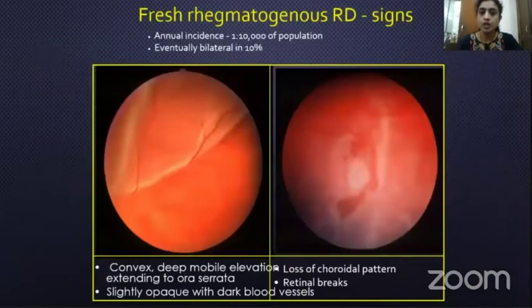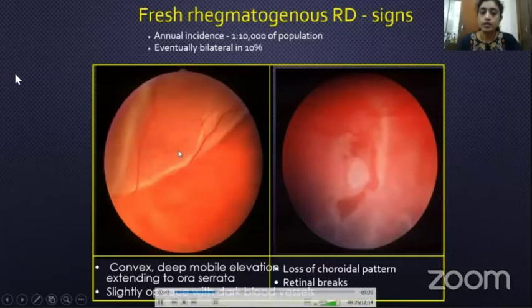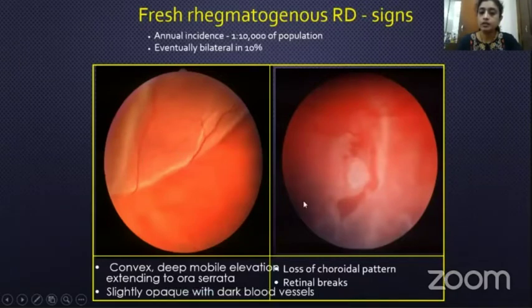So this is the fundus picture of an RD, where you see there is a convex elevation and the detachment extends up to the ora serrata. The blood vessels appear darker, there is loss of the choroidal pattern, and this is the retinal break.